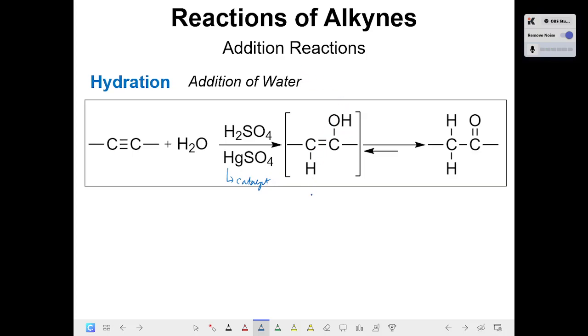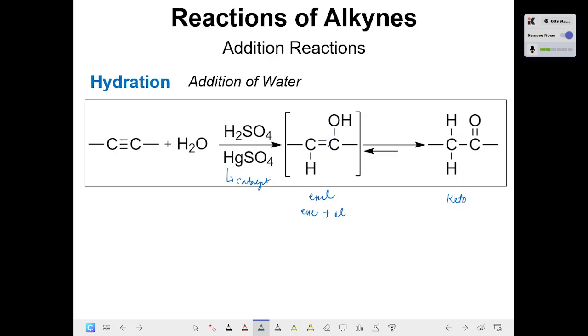This is what we call an enol compound. Why is it called enol? Because it comes from the words "ene" and "ol": the "ene" is the double bond and the "ol" is for the OH. Okay? But this enol compound is very unstable, so it will undergo a rearrangement reaction such that our structure will become a ketone.